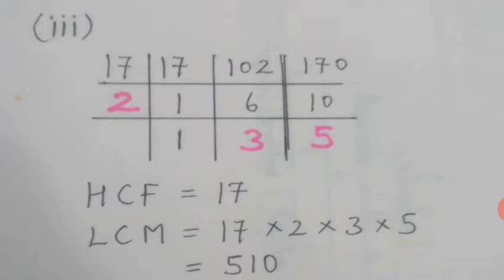So remember, when finding HCF of three numbers, we have to take the common factor of all three as the highest common factor. Now LCM is equal to the common factor 17 into the common factor 2 and the bottom row into 3 into 5, which gives us 510.